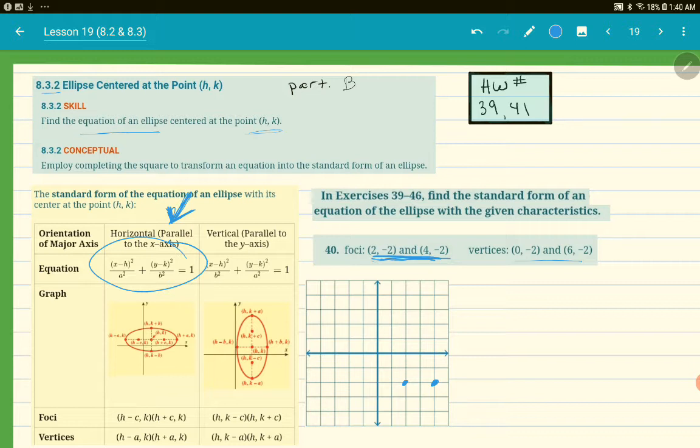And I see my vertices are, let's see, they have the same y, which means these are going to be my major axis. So I'll do my vertices at (0, -2) and (6, -2), which is about there. So there's my major axis. I know that it's longer in the horizontal direction, again, because the foci and the vertices are lined up on the horizontal there.